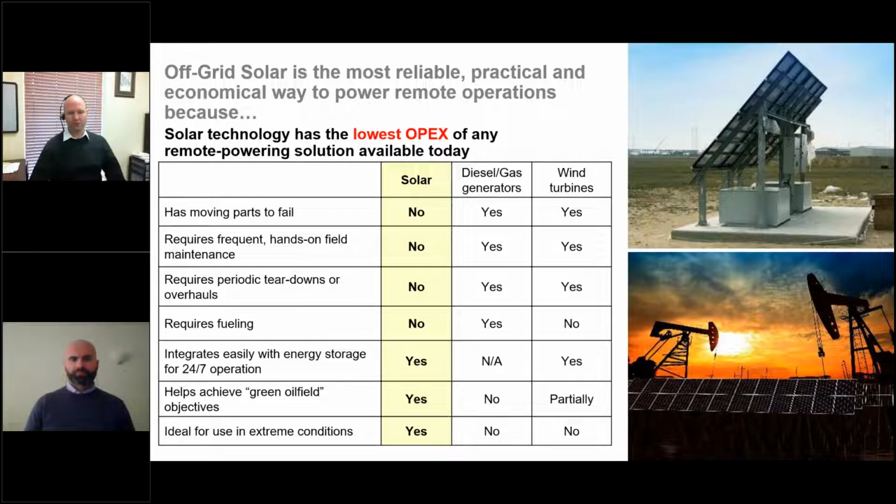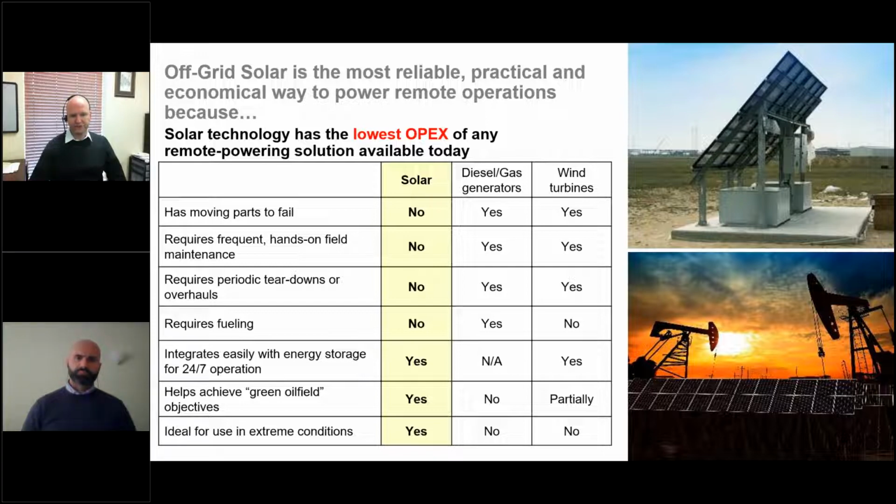And you can see here a quick overview of other generation technologies that are used on site. It has one of the lowest OPEX of any product used for power generation. Typically no moving parts because it's completely passive, no required maintenance or teardowns or rebuilds. Fueling is not required. As I said, the sun shines every day.